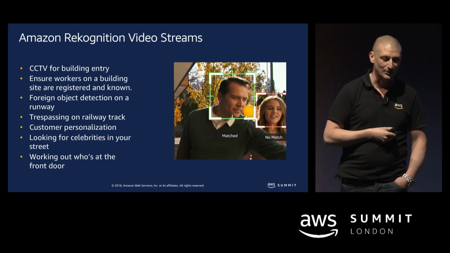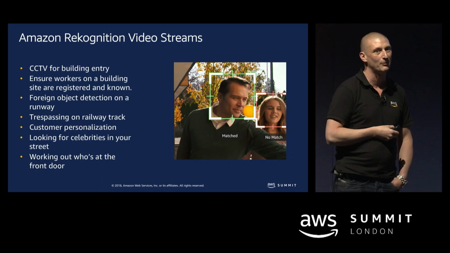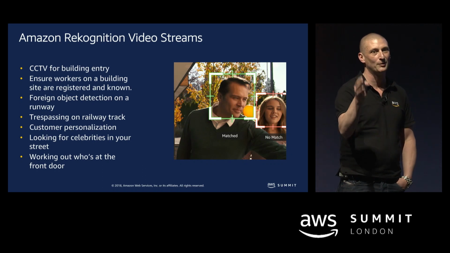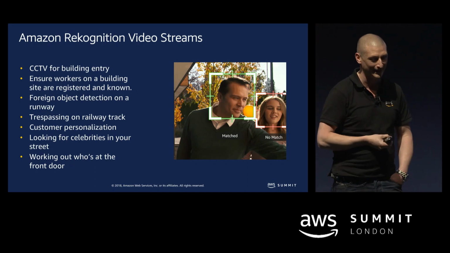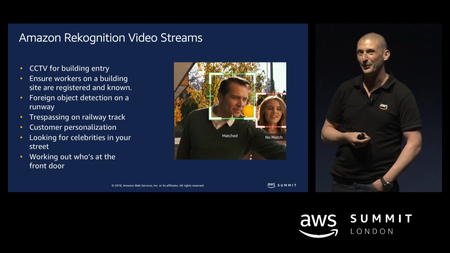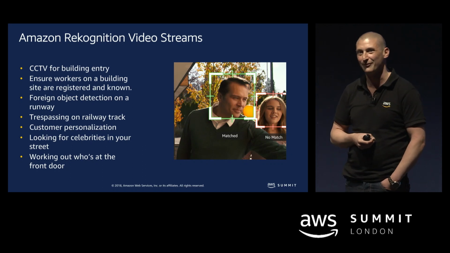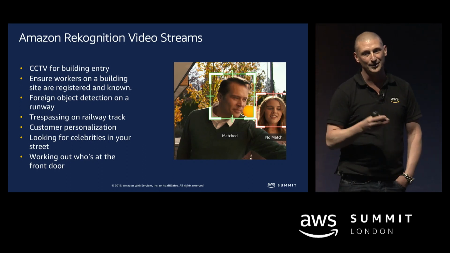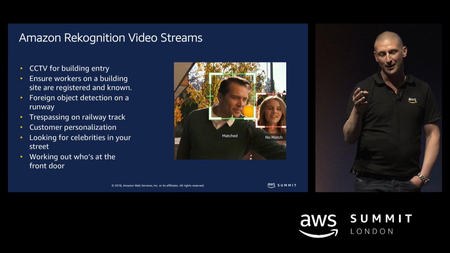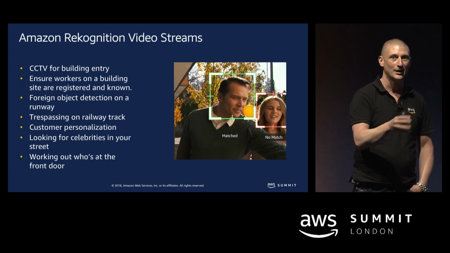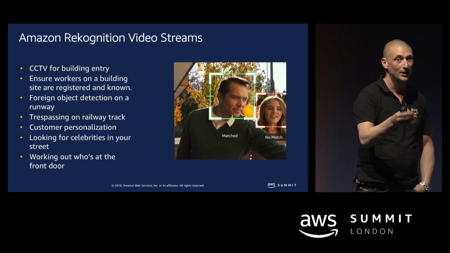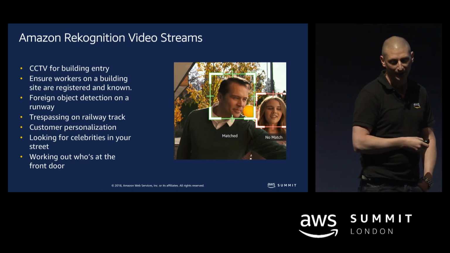Other interesting ones are, for example, trespassing on the railway track. If you detect a human on a railway track, most of us who travel by train here in the southeast know that any impact on the rail network causes significant disruption. And actually, if you think about being able to detect trespassers on the railways earlier and to take mitigating action, that can help with reducing some of that disruption.